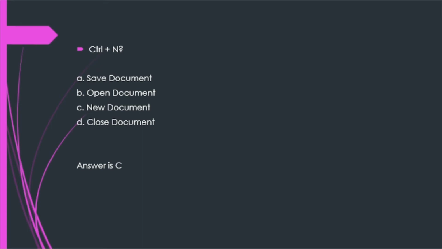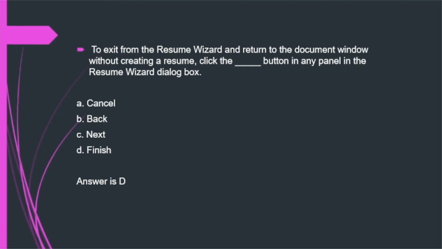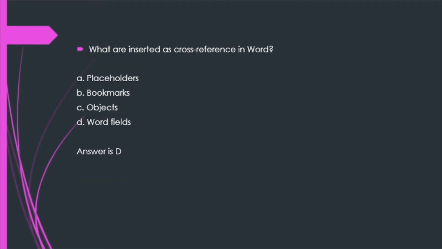To exit from the resume wizard and return to the document window without creating a resume, click the button in any panel in the resume wizard dialog box. The correct answer is D. Finish. What are inserted as cross reference in Word? The correct answer is D. Word fields.